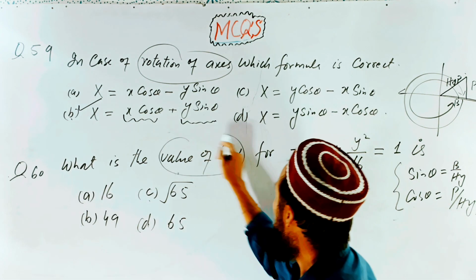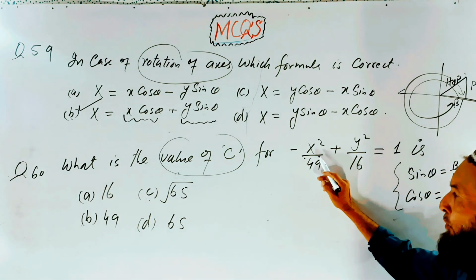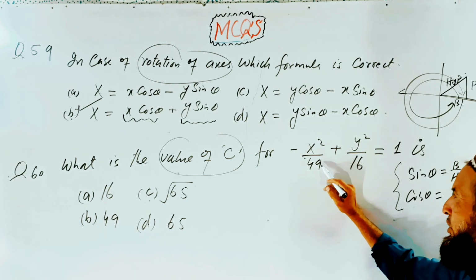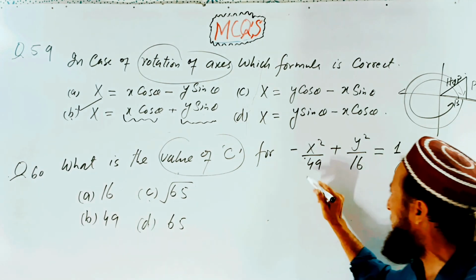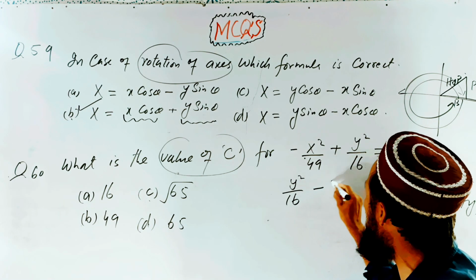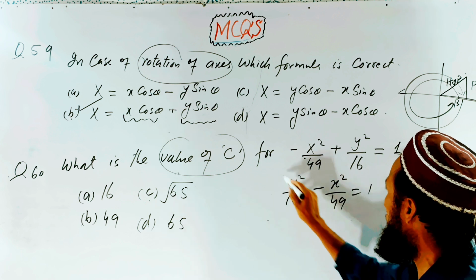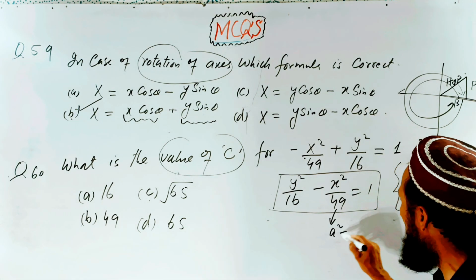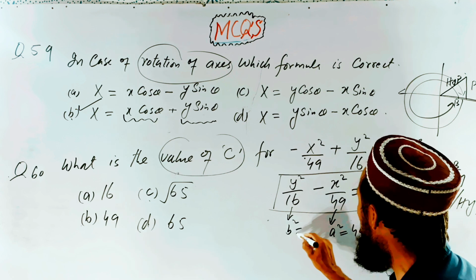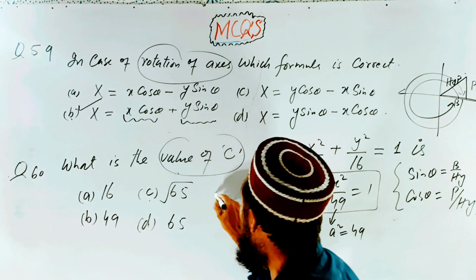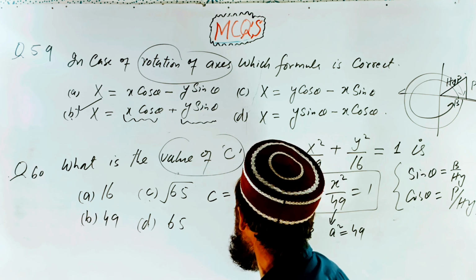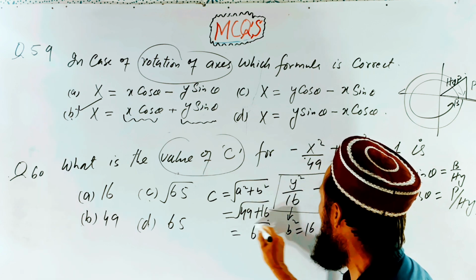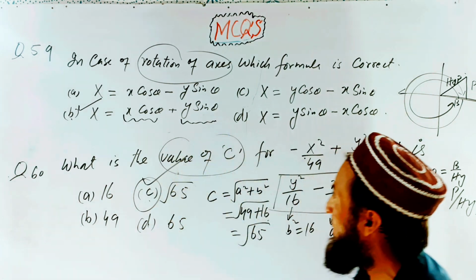What is the value of c? Here most of the students are confused: is this a parabola, an ellipse or a hyperbola? The question is y square divided by 16 minus x square divided by 49 is equal to 1. If we arrange this question, it belongs to a hyperbola, not an ellipse. Here a square is equal to 49 and b square is equal to 16. So what is the value of c in the case of a hyperbola? We know c is the square root of a square plus b square. Here we get 49 plus 16, which adds to 65 under the root. So option C is the correct option.